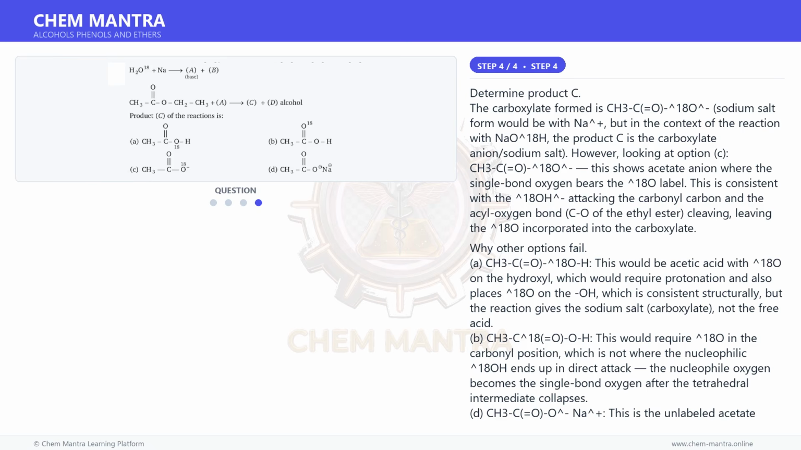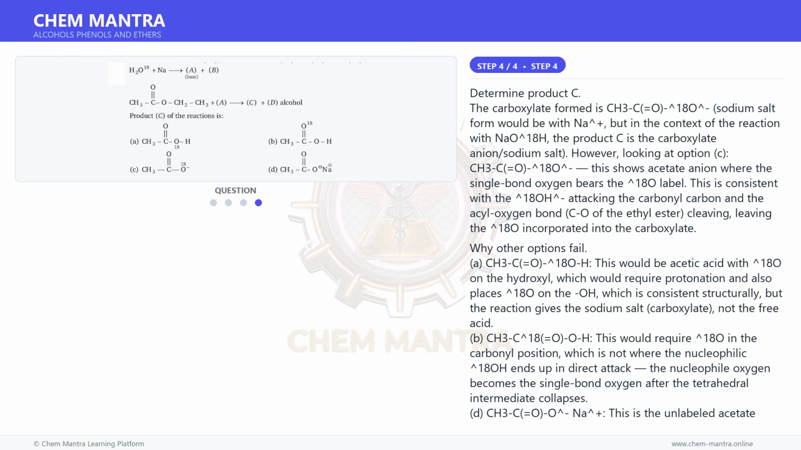And for the final step, determine product C. The carboxylate formed is CH3C=O-18O. Sodium salt form would be with Na+, but in the context of the reaction with NaO18H, the product C is the carboxylate anion sodium salt.